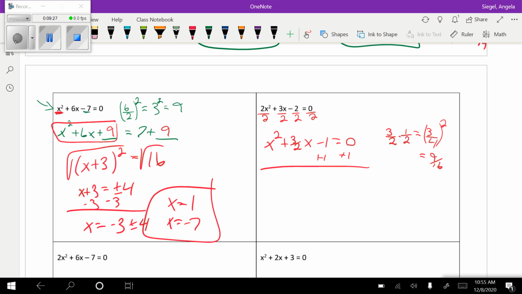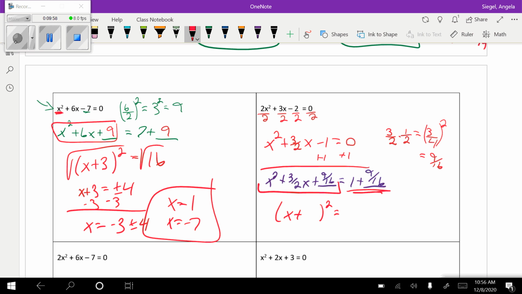So I have, I'm going to change colors, x squared plus 3/2 x, plus something equals 1 plus something. And so that plus something is what we just found. So 9/16. And so when I come over here, that is going to be x plus something squared equals whatever this is added together.